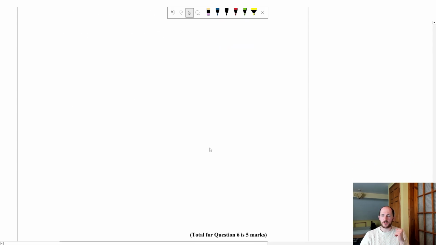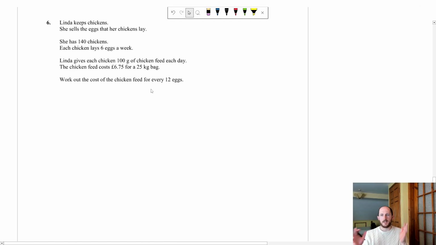For our final question, we have a big fat 5 marker, which has a lot of information again. So Linda keeps chickens, of course she does. She sells the eggs that her chickens lay. She has 140 chickens and each chicken lays 6 eggs per week. Linda gives each chicken 100 grams of chicken feed, and the chicken feed costs £6.75 for a 25 kilo bag. Work out the cost of chicken feed for every 12 eggs.